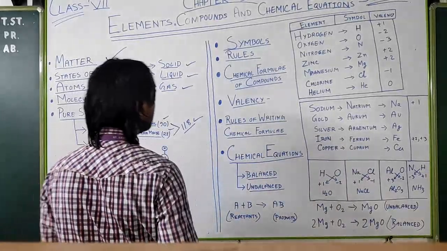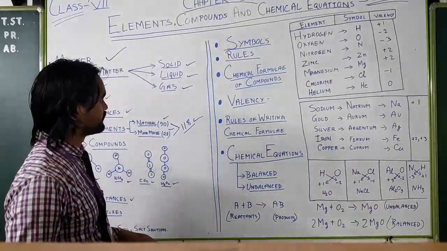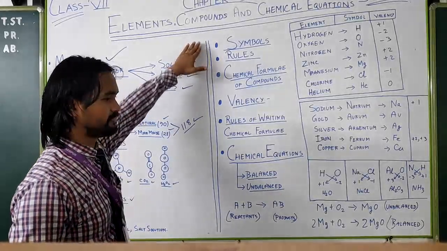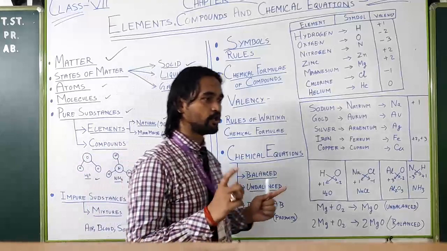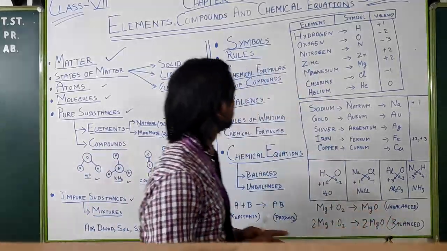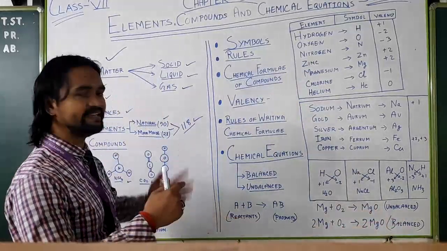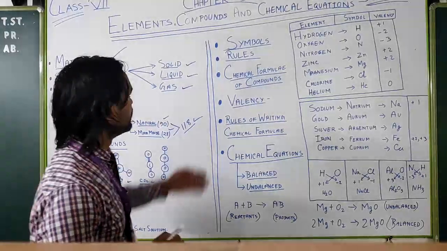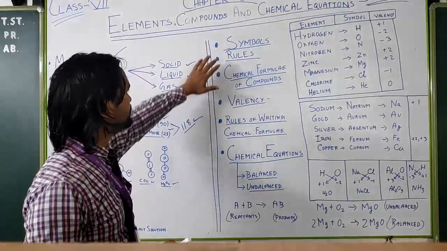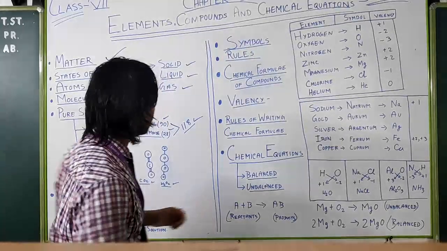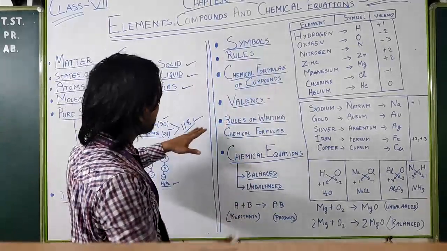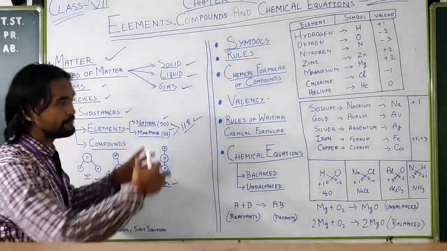Now we will learn about the symbols. What are symbols? Symbols are the short codes used for representing any elements. Symbols are used for representing any elements. That means 118 elements are present, so we have to use 118 symbols for the elements to represent them.